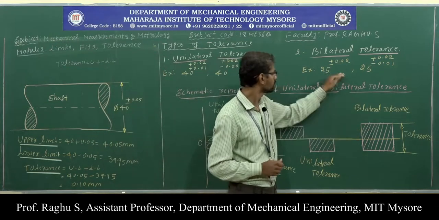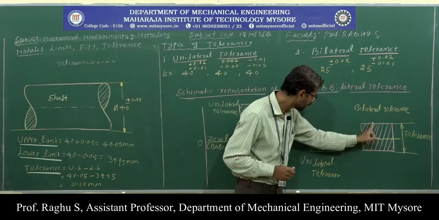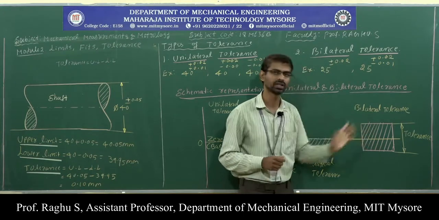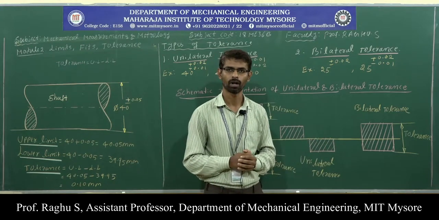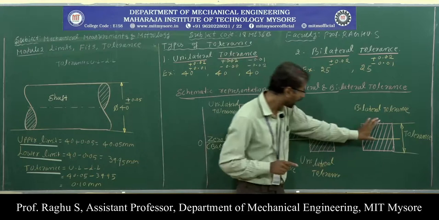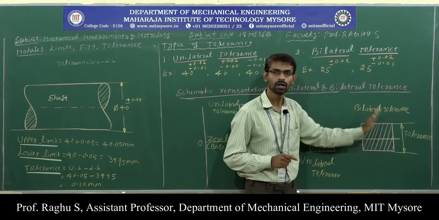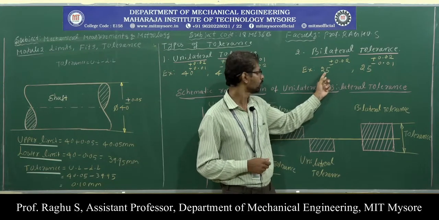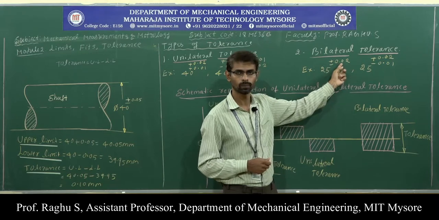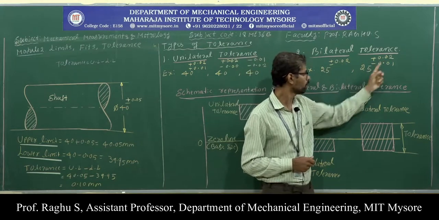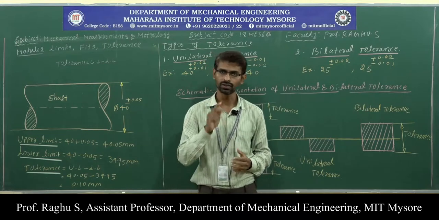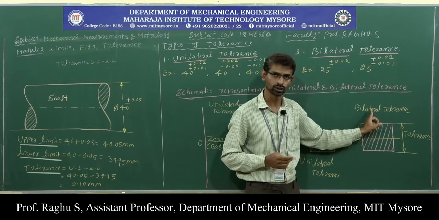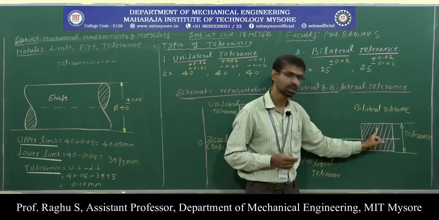Coming to bilateral tolerance, if the tolerance is given on either side of the basic size, here this is the basic size, it is called bilateral tolerance. Here the tolerance zone lies on either side of the zero line or basic size. So these are all examples of bilateral tolerance, say 25 plus or minus 0.02, or 25 plus 0.02 or minus 0.01. If the tolerance is given on either side of the basic size, it is called bilateral tolerance.